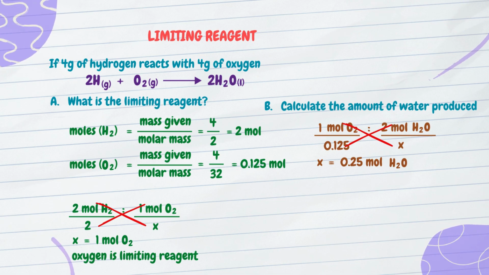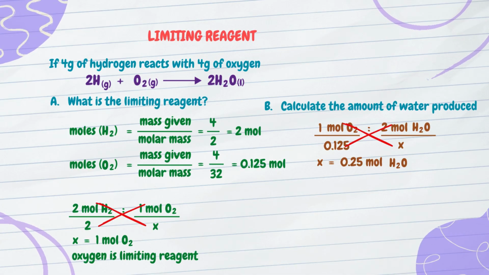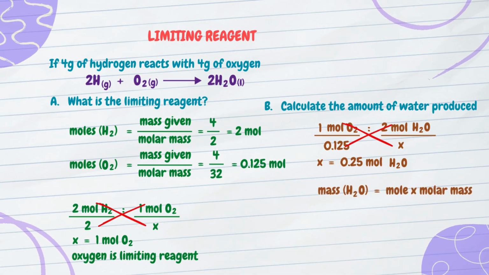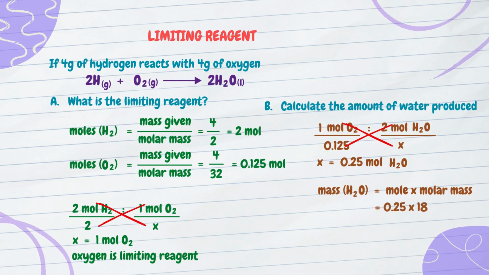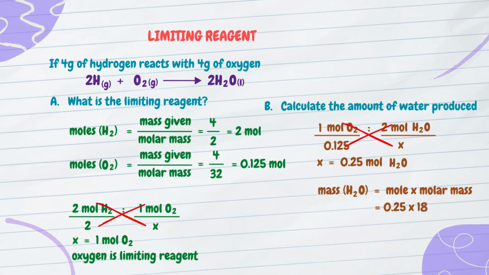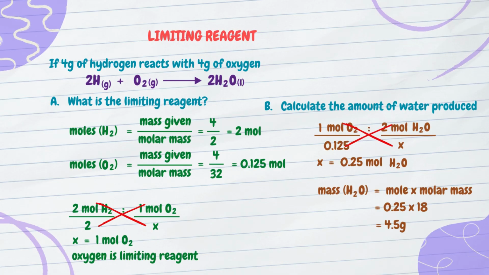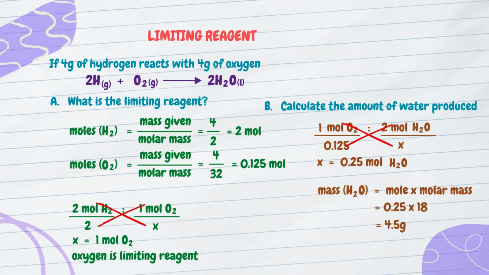Finally, we find the mass of water by converting moles to mass. Then the mass of water is equal to moles times molar mass of water. The moles of water found is 0.25, and the molar mass of water is 18. 0.25 times 18 gives 4.5 grams as the mass of water produced at the end of the chemical reaction.